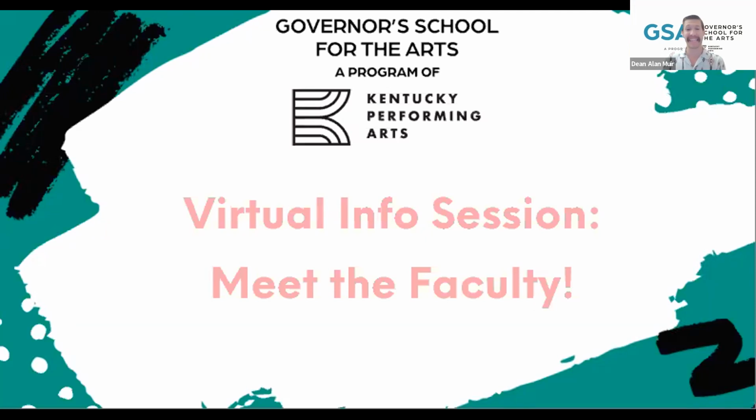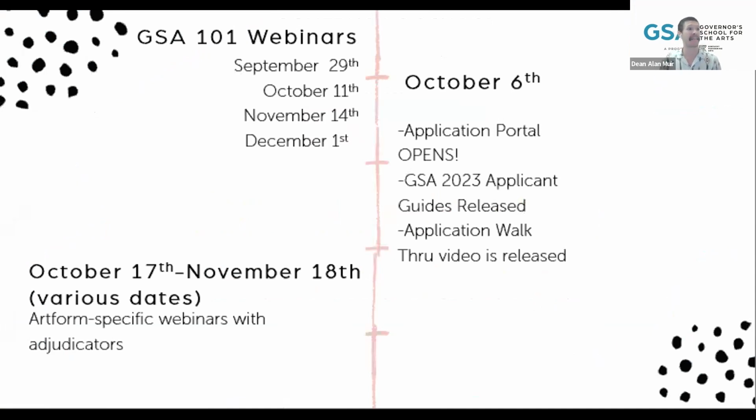Great. Well, welcome, James and Will, and thank you again for joining us. And we are going to go ahead and dive on in. So what you'll be seeing now is just a breakdown of our series of virtual events that we have. So as you'll see, we've already had a few GSA 101 webinars pass. We do still have 2 more of those coming up on November 14th and December 1st. And these are virtual sessions, again, for parents, educators, applicants, just for you to take advantage of all the resources that we have so you can ask any questions you have throughout this application process. As you're pretty aware, our application portal opened on October 6th, and all of our applicant guides and the application walkthrough video are available on our website. And we will be doing these art form specific webinars with our adjudicators through the 18th.